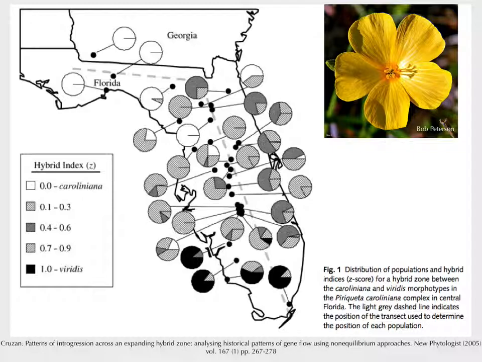That can also happen. Is the tiger salamander the black and white one? Yep. Yeah.